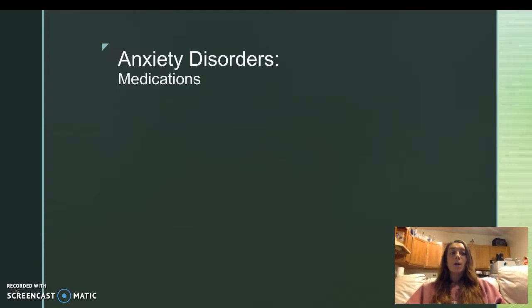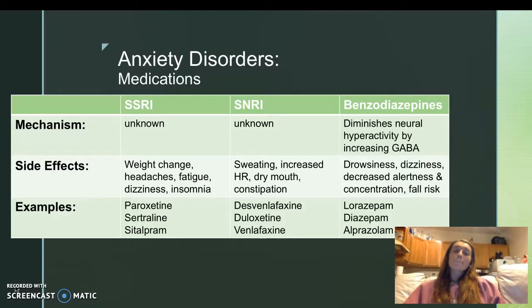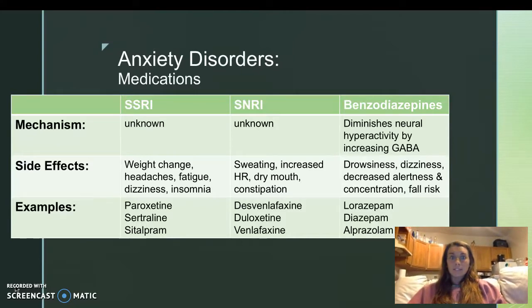Anxiety disorders are mainly treated by medications. There are three main classes of anxiety medications. They are SSRI, SNRI, and benzodiazepines. The mechanism of action for SSRIs and SNRIs is unknown. However, benzodiazepines act by diminishing neural hyperactivity by increasing the GABA neurotransmitter. All three classes come with several side effects.